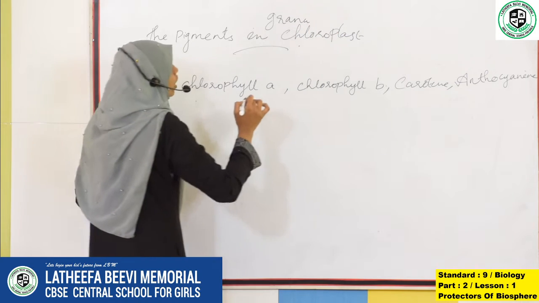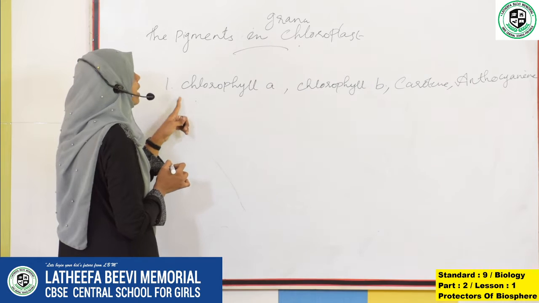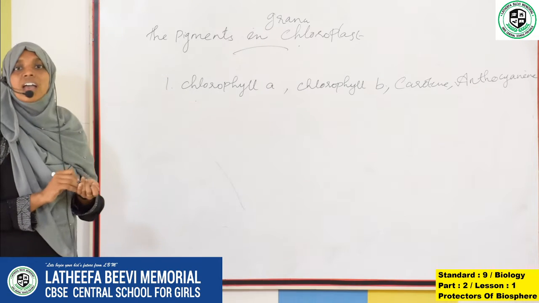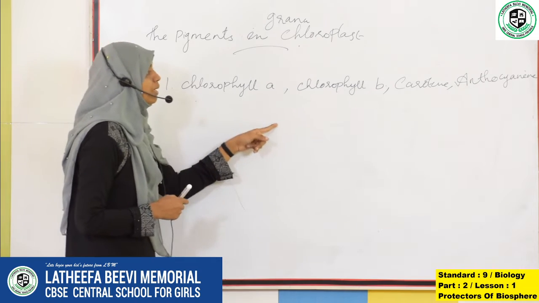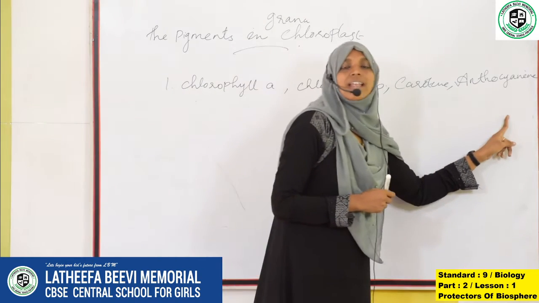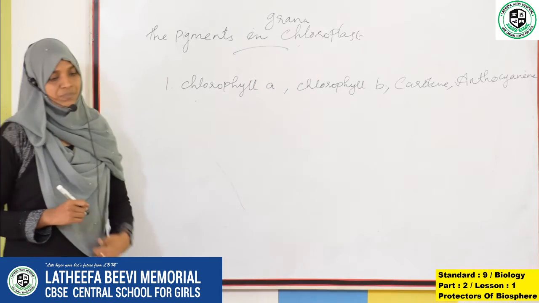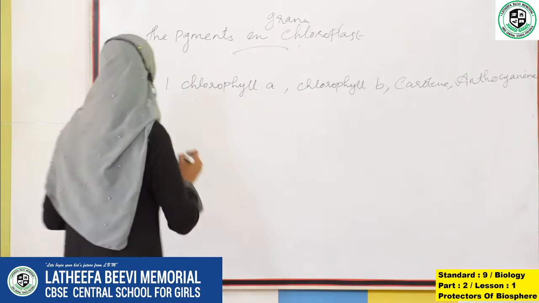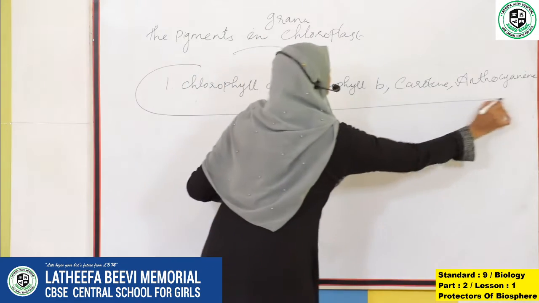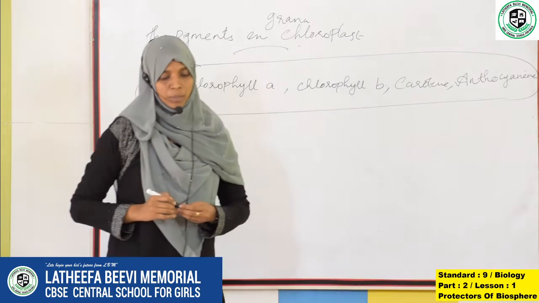We know that the chloroplast has two structures, grana and stroma, and there are certain pigments present in the grana of chloroplast. What are they? Chlorophyll A, chlorophyll B, carotene and anthocyanin are the pigments present in the grana of chloroplast. So all these pigments can absorb sunlight.